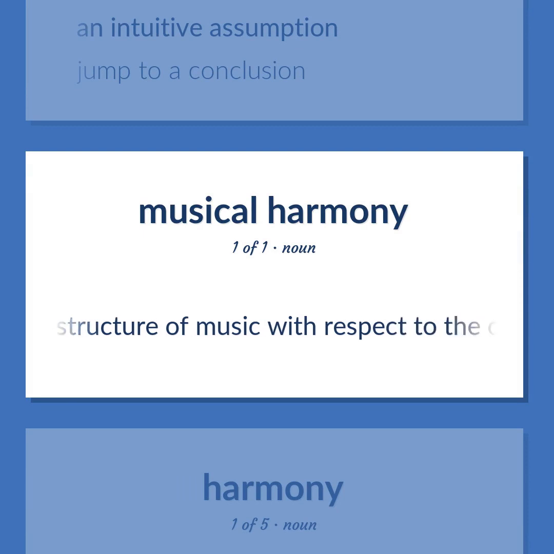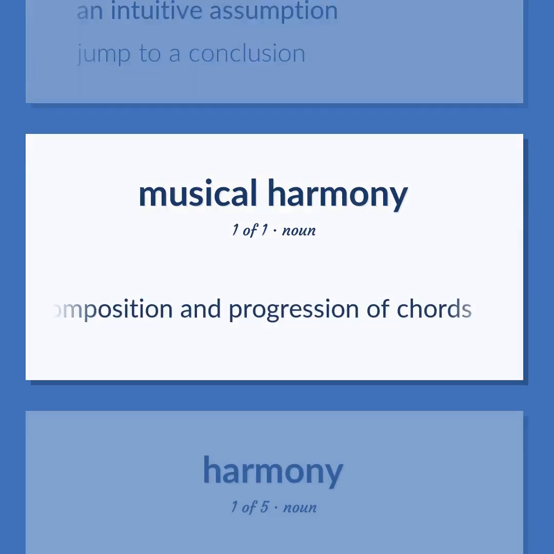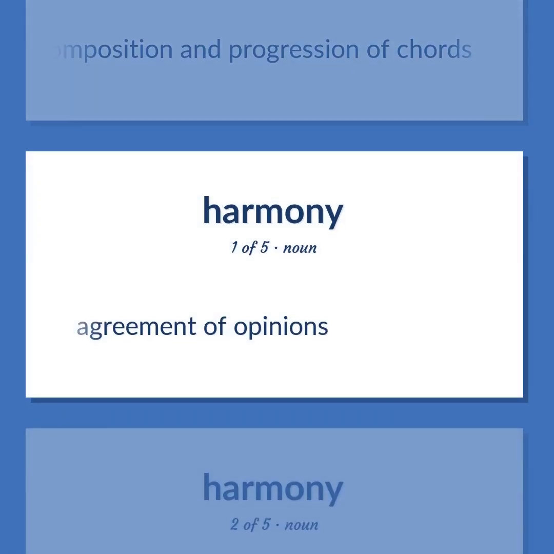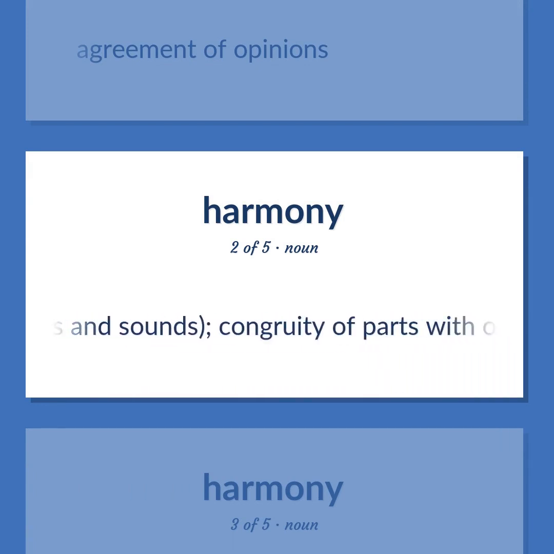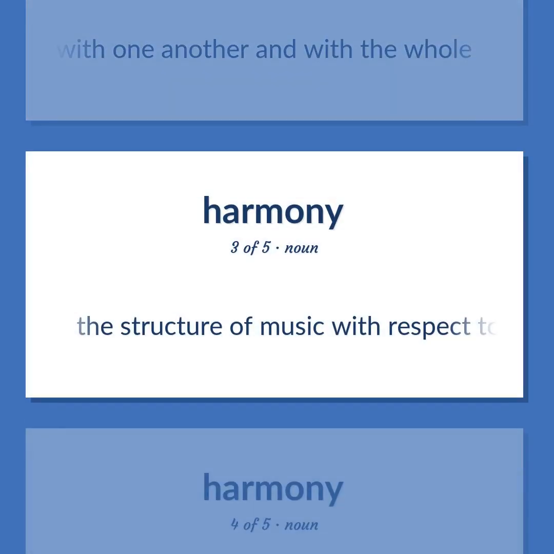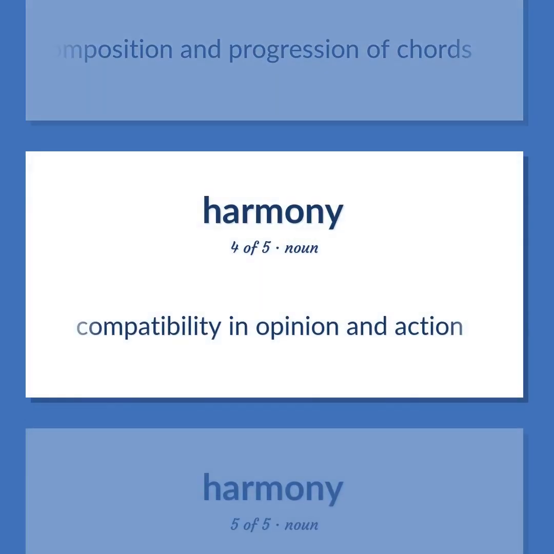The structure of music with respect to the composition and progression of chords. Agreement of opinions. A harmonious state of things in general and of their properties, as of colors and sounds, congruity of parts with one another and with the whole. The structure of music with respect to the composition and progression of chords. Compatibility in opinion and action.